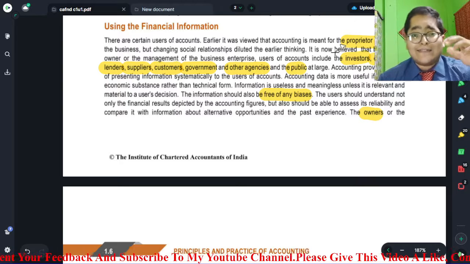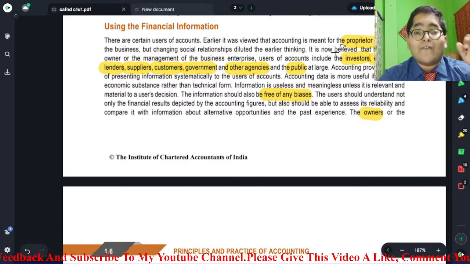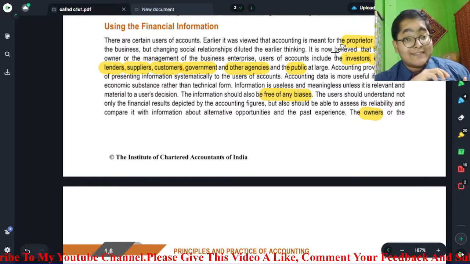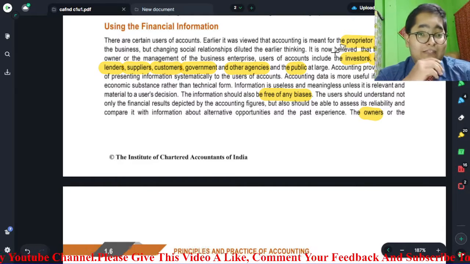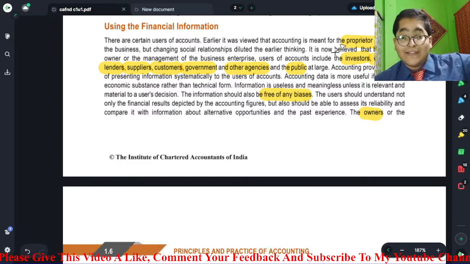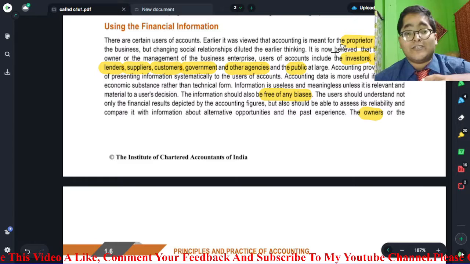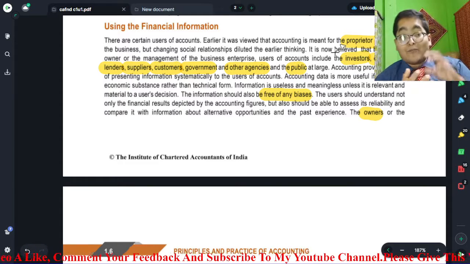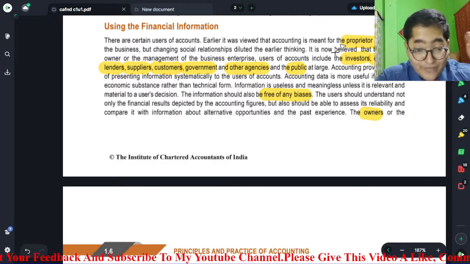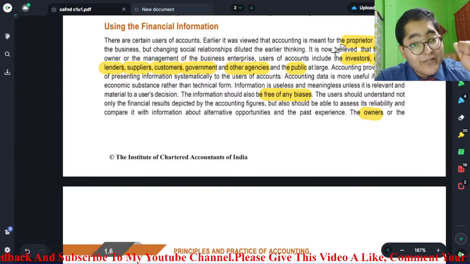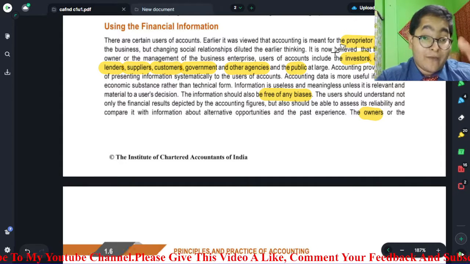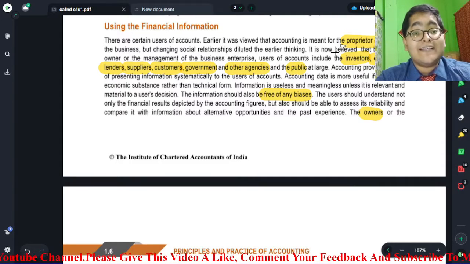To analyze the taxes due from the business, the government needs to see the financial information prepared by the business owners, backed by proper evidence, right? Yes, that is why it is given. The financial information should be free from biases. If the financial information is biased, it is faulty.